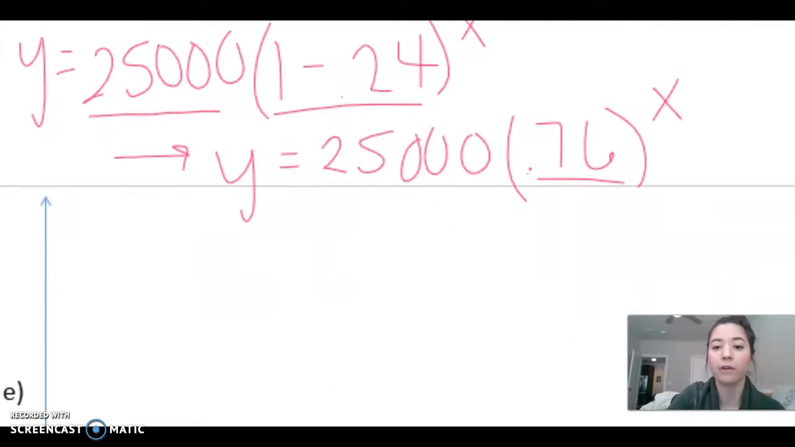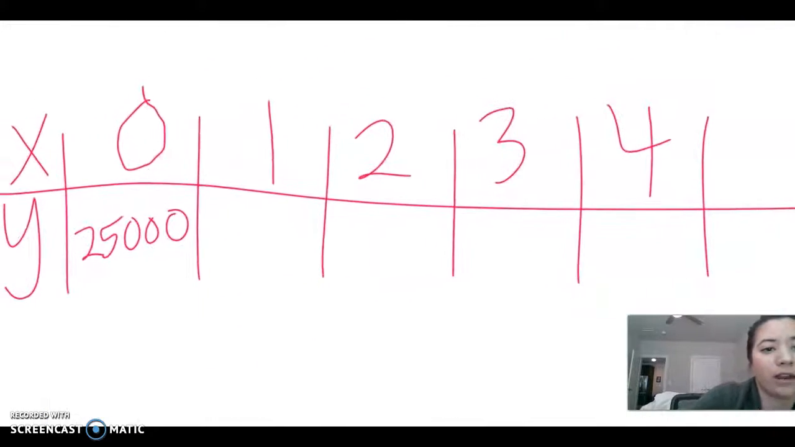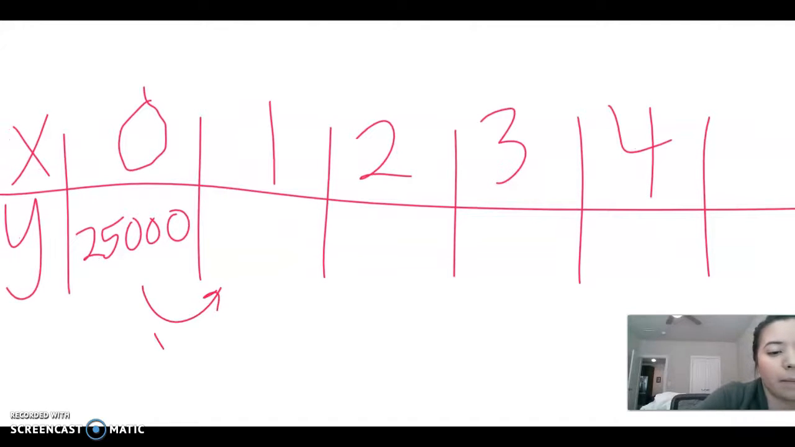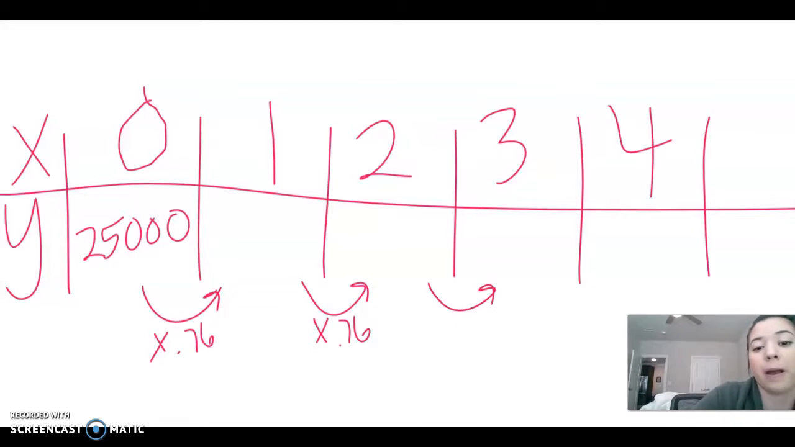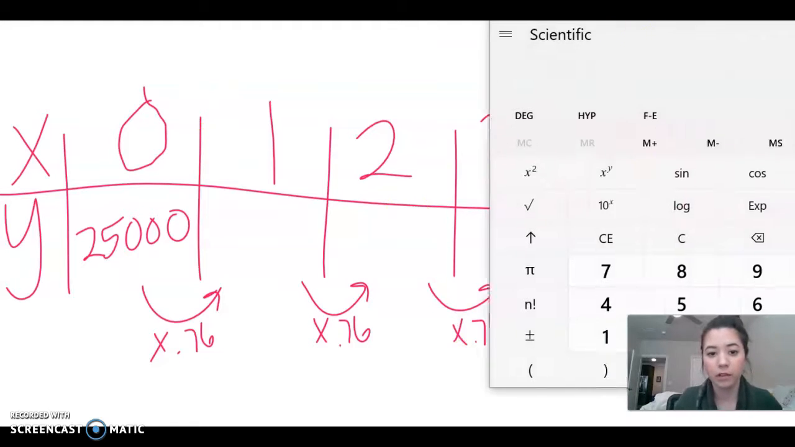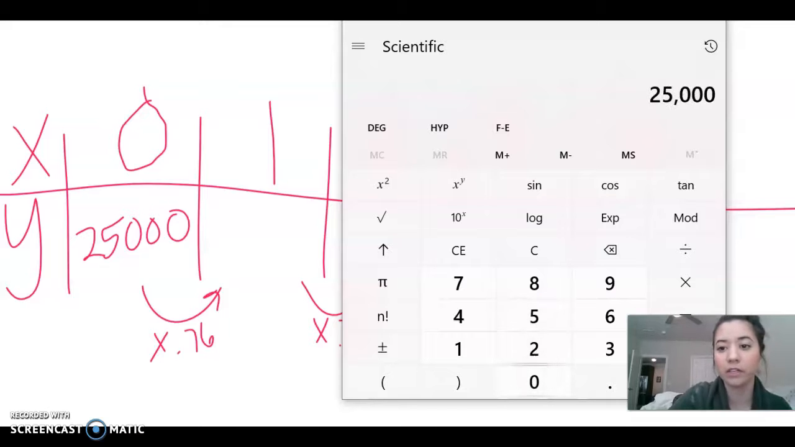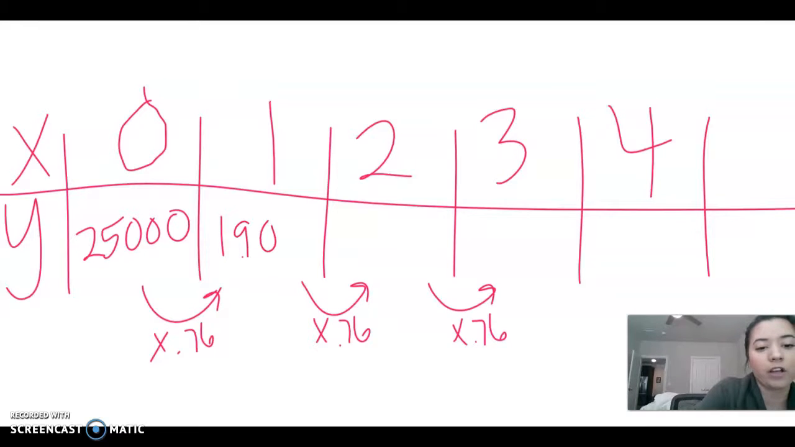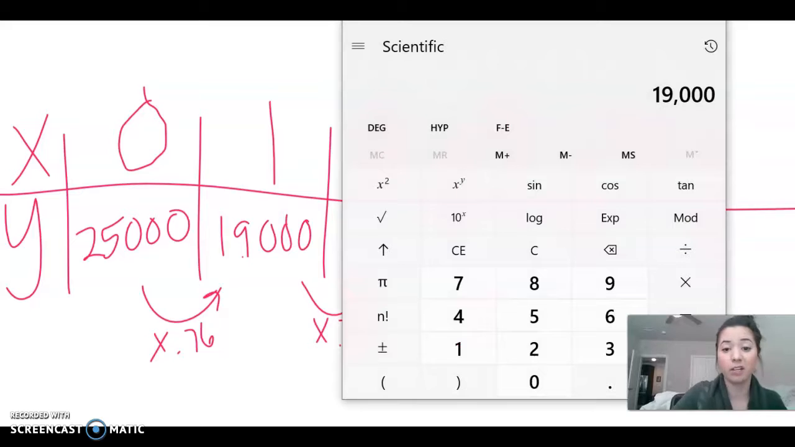And then again, my multiplier now is 0.76. So I'm going to take that 25,000 and times it by 0.76. And then whatever I get, I'll times that by 0.76 and then times that by 0.76 all the way down until we fill out that table. All right, so 25,000 times 0.76, which is my multiplier, we get 19,000. So already after 1 year, your car is worth $6,000 less than what it was.